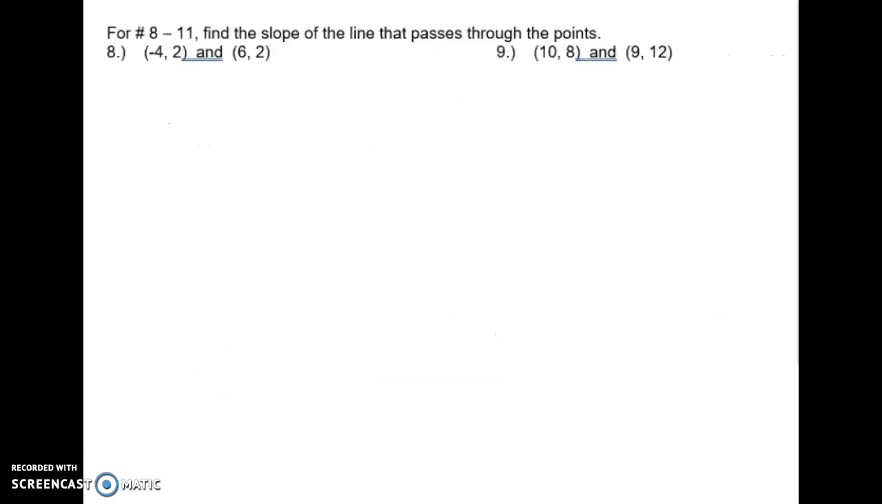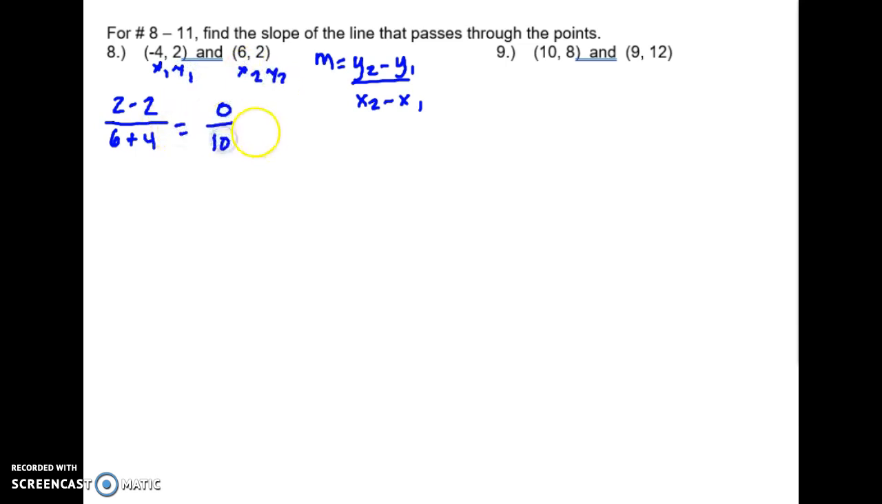Okay, so moving on, number 8, find the slope of the line that passes through the 2 points. So remember, slope is y2 minus y sub 1 all over x2 minus x sub 1. So I'm going to take my 2, subtract 2, and 6 plus 4. This is my x1, y1, x2, y2. When I do that, I get 0 divided by 10, which is equal to 0. So my slope is 0. Be careful: 0 divided by 10 is 0, but 10 divided by 0 is undefined. It's important that you know if the numerator is 0, the answer is 0. If you need to check it with the calculator, you can.